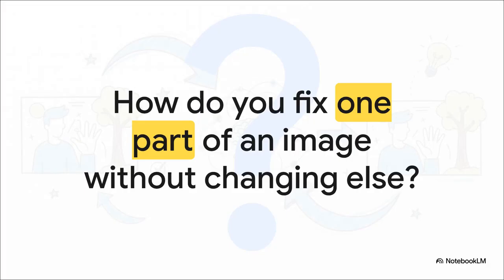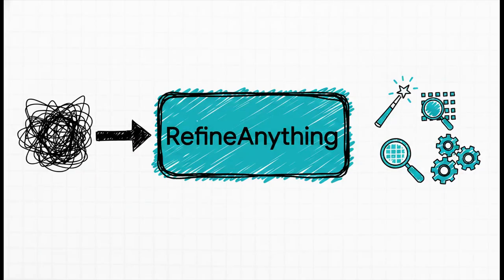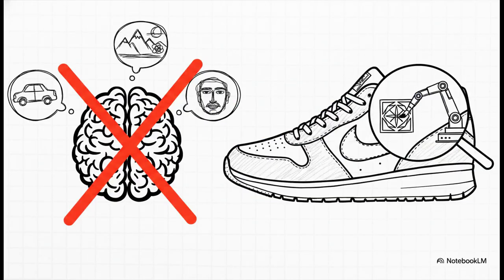And this is the key question, right? If you just use a normal image editor, you're going to risk altering the background or the lighting or the texture. How do you perform what's basically digital microsurgery on one specific flaw while leaving the rest of the image completely untouched? The answer is a brand new model called RefineAnything. Now, the crucial thing to understand here is that this is not another general image generator. You should think of it more like a specialist, a digital detail artist. Its one and only job is to go in and perfect a specific area that a user points out.